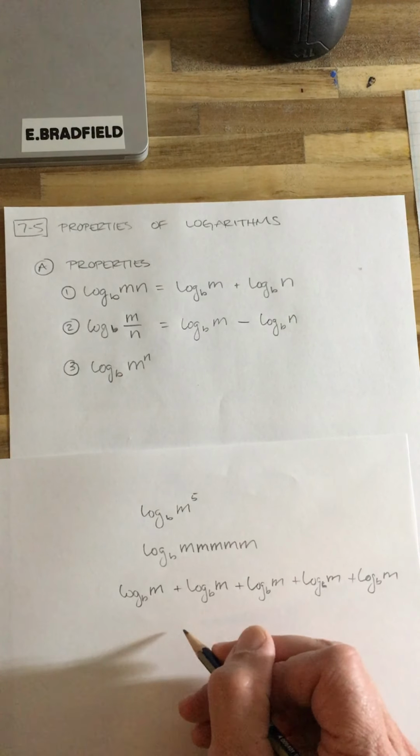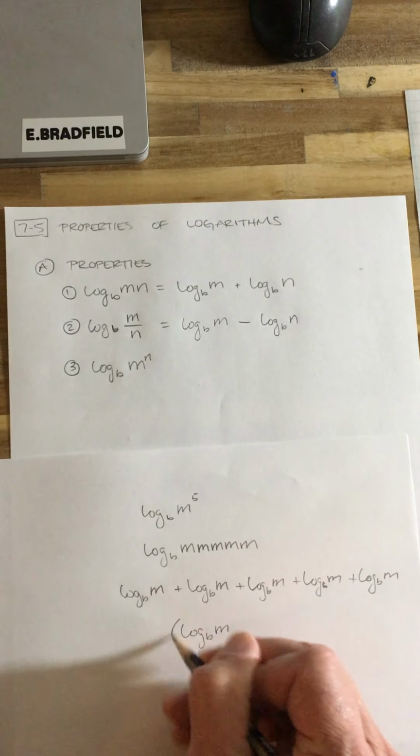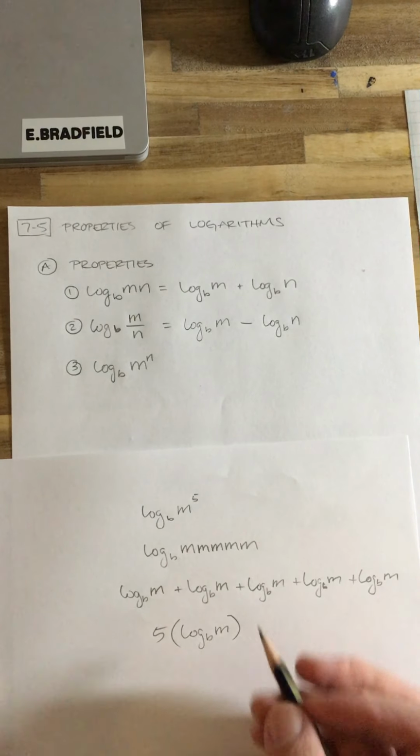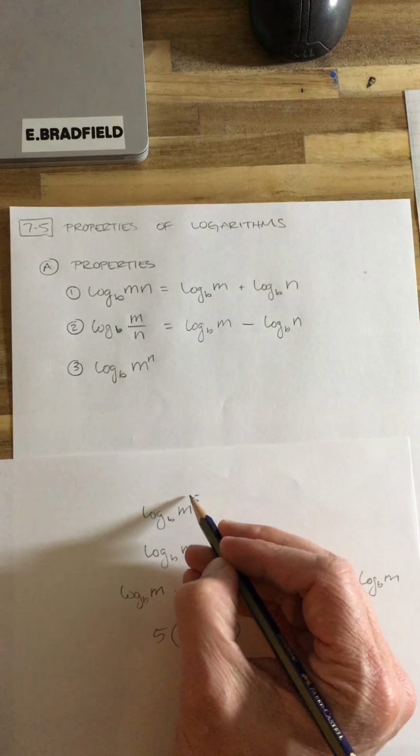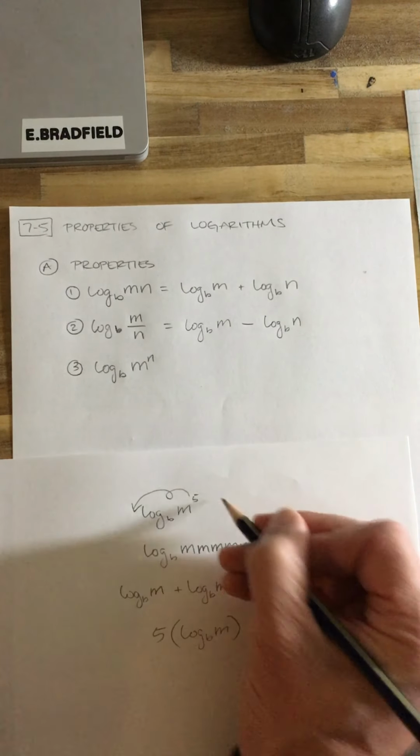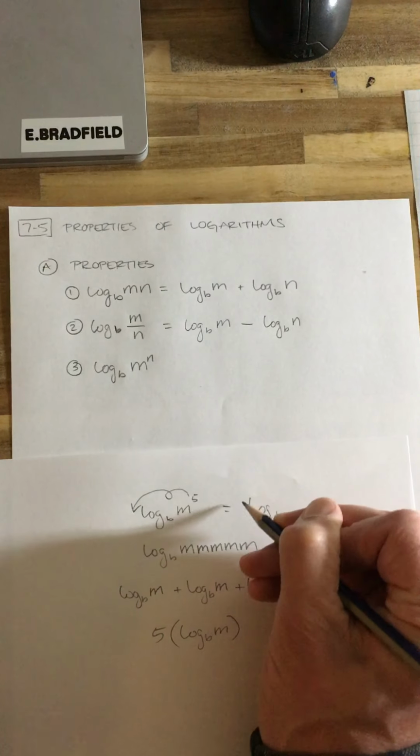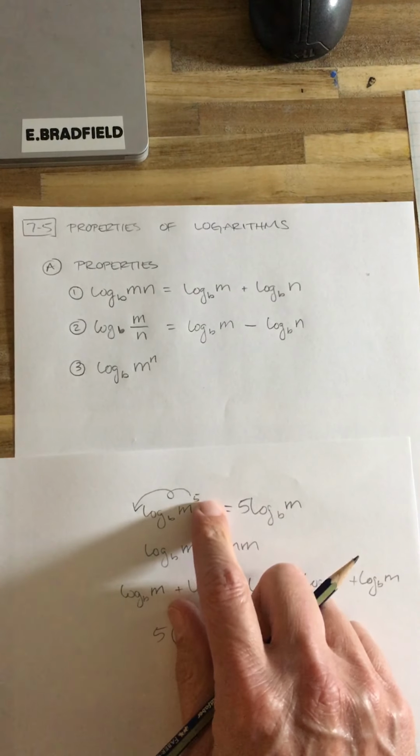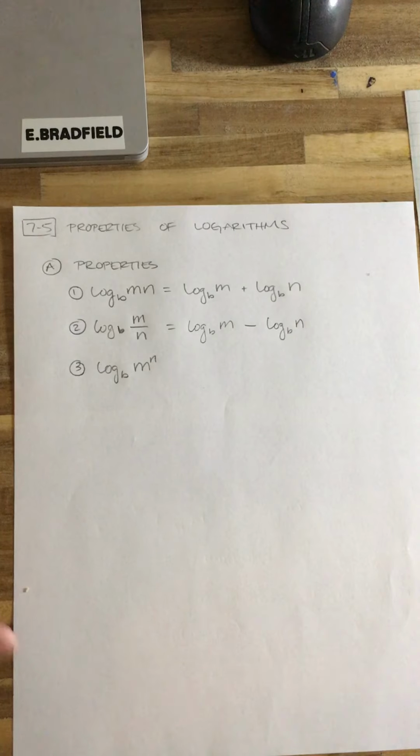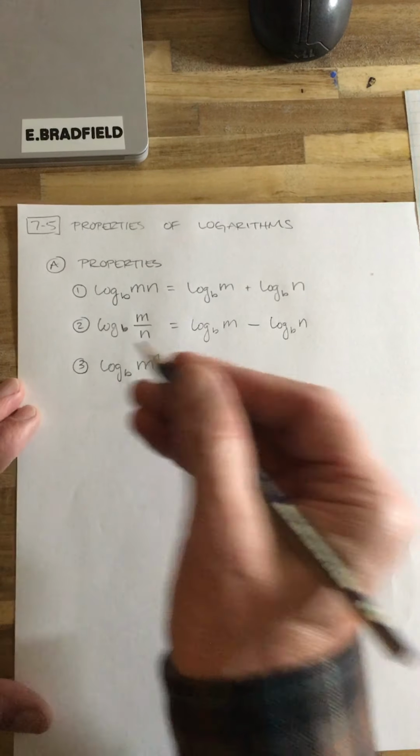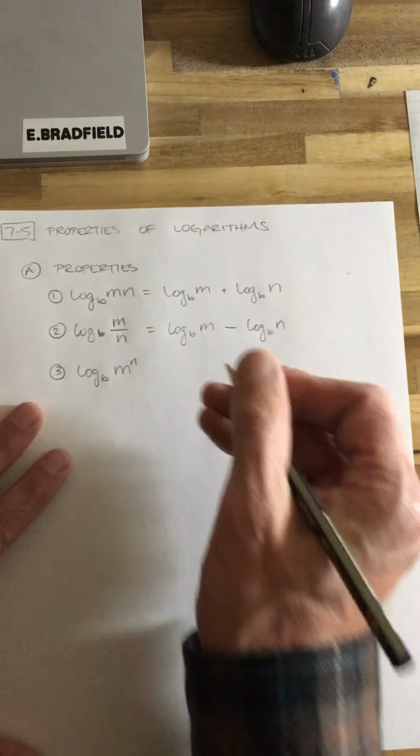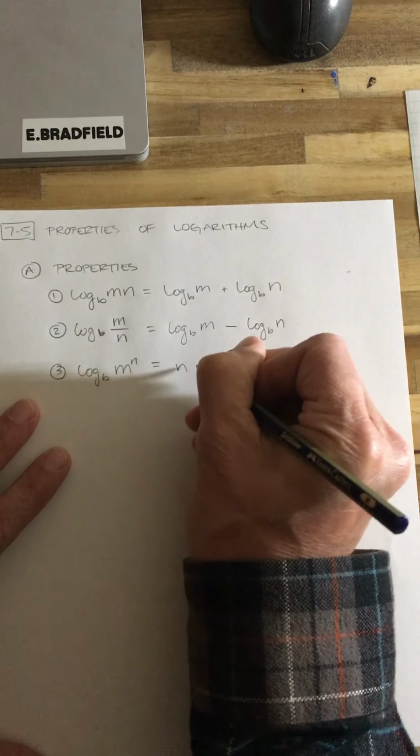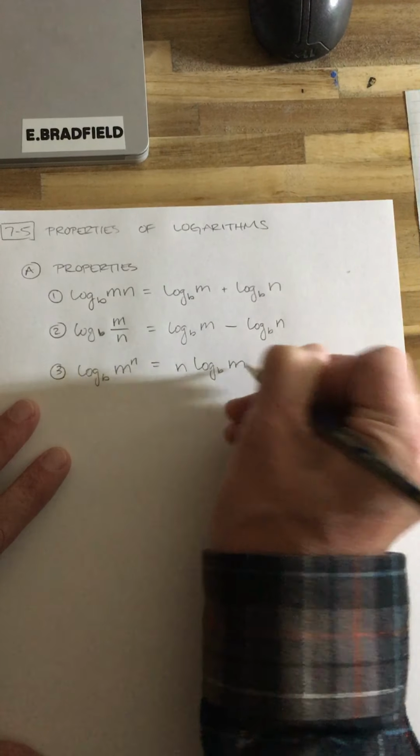Isn't this just the same thing as the log base b of m, 5 times? So basically, the shortcut is to take this 5 and drop it out in the front. So this is going to equal 5 times the log base b of m. Whatever the power is, you just bring it out to the front. In this case, our power is n, so in general it's going to be n times the log base b of m.